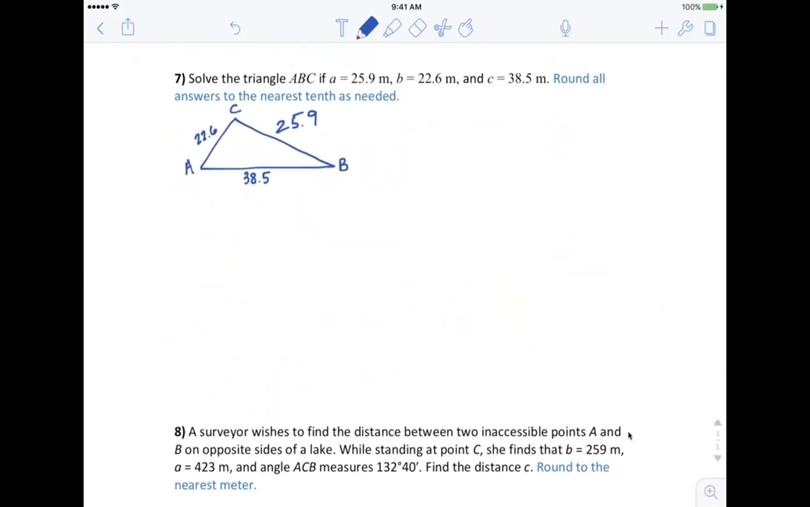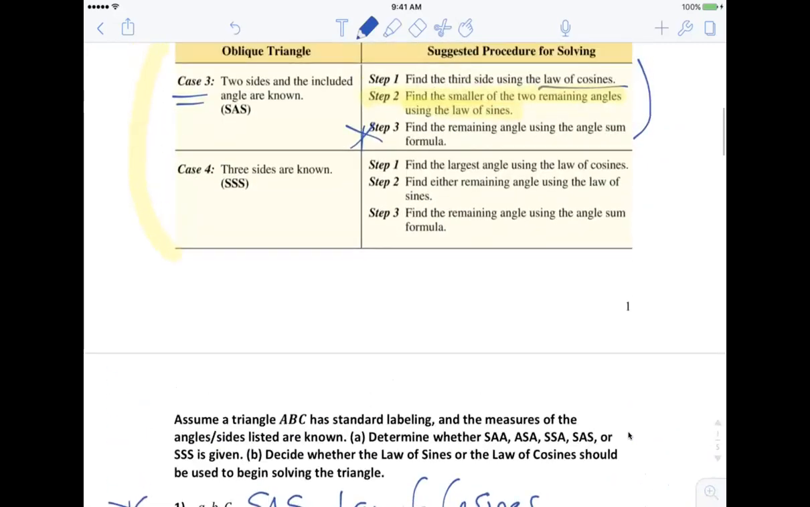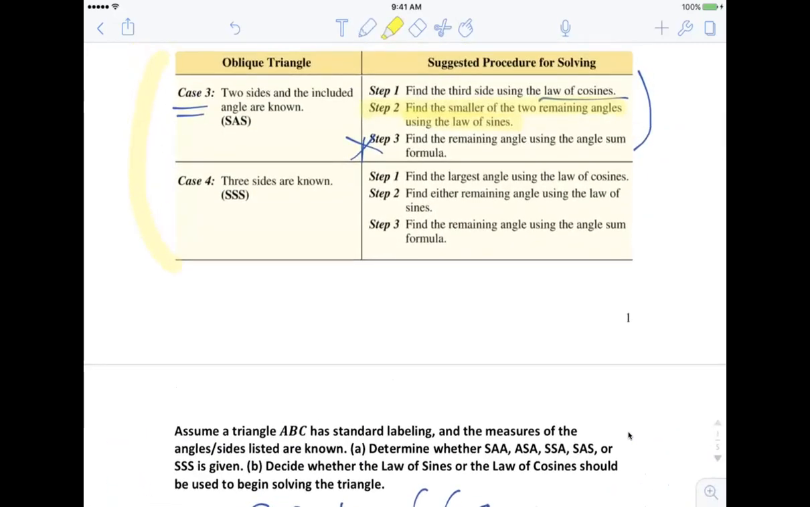Let's keep going. Let's try this one. This is a side, side, side case. So for side, side, side, let's take a look at the steps. Which angle should I find first? Does it matter? All right, so let's look. So here's the side, side, side case.